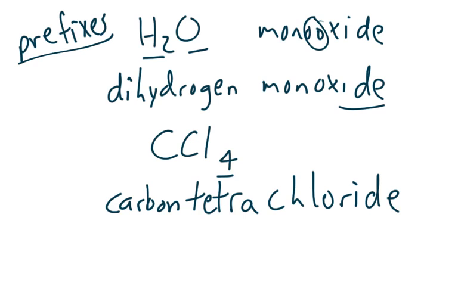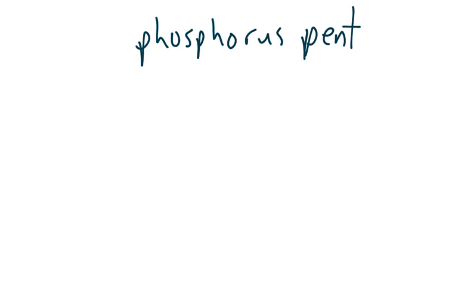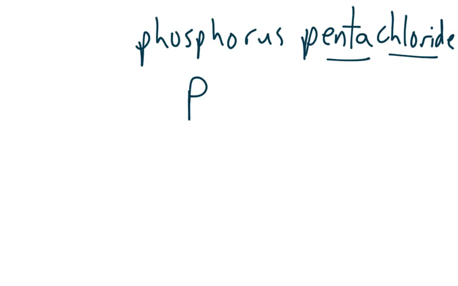Let's take a look at a couple more examples. Why don't we go backwards this time? I'm going to write a name. I'm going to put here phosphorus, and I'm going to put here pentachloride. And so notice there's no mono here. So phosphorus pentachloride: phosphorus is simply P. Penta means 5. Chloride comes from chlorine. So chlorine is your second one, and there are 5 of them.